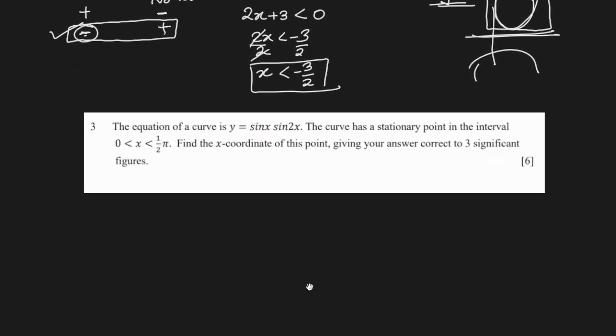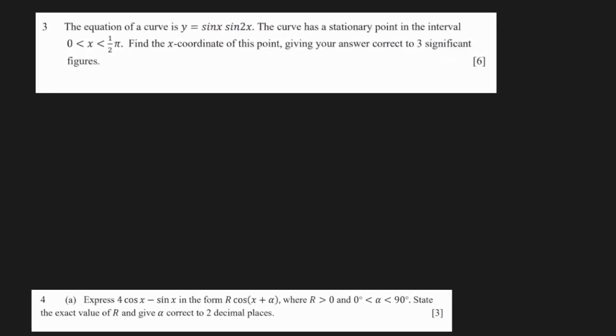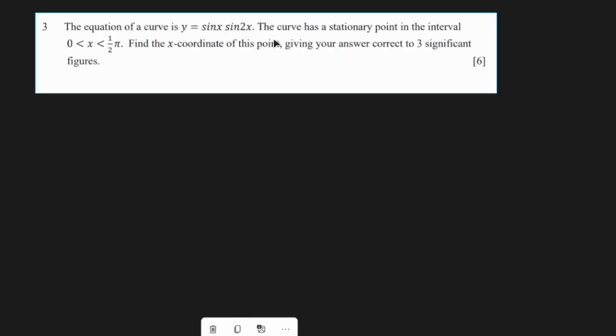Okay. Question number 3. The equation of a curve is this. The curve has a stationary point, okay, in the interval from 0 to half pi, that is 90 degrees. Find the x coordinate of this point, giving your answer correct to 3 significant figures.